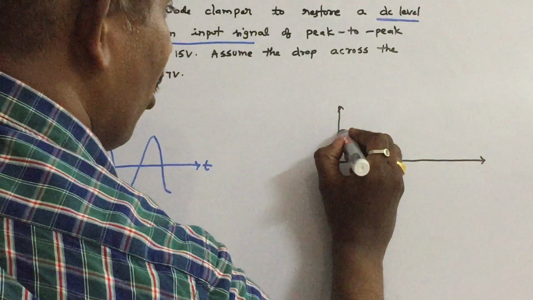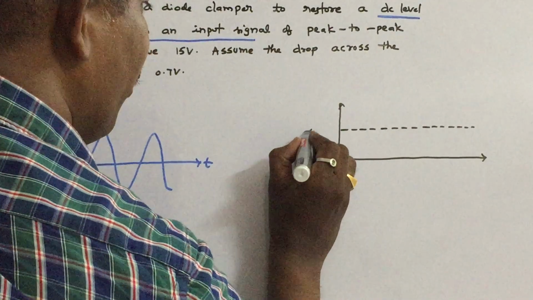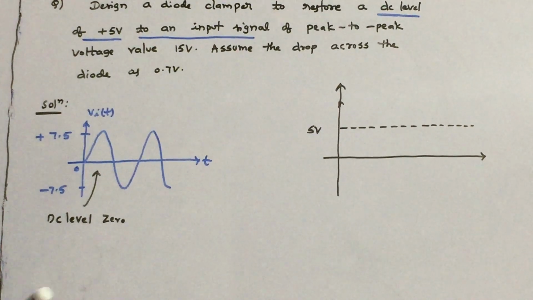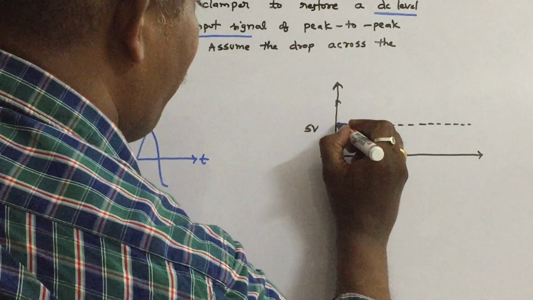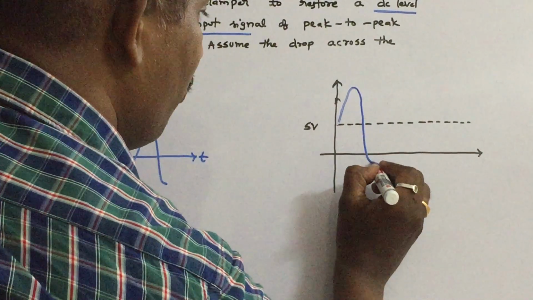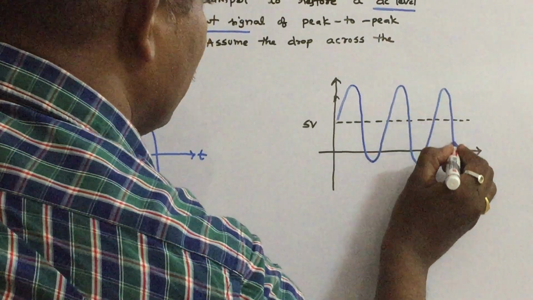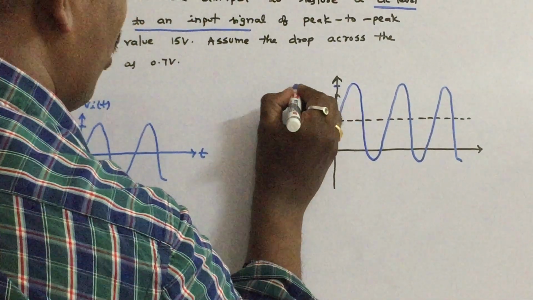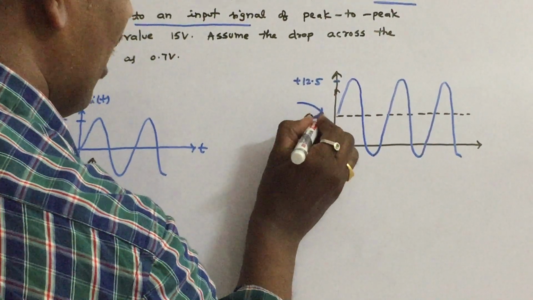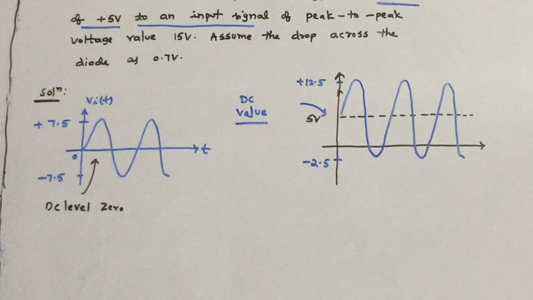For this purpose, let us draw a DC level of 5 volts. This is the DC level you have to maintain for the input waveform. For this DC level, just add plus 7.5 and minus 7.5. If you add plus 7.5, the waveform will go to plus 12.5. And on the negative side, 5 minus 7.5, it will move to minus 2.5. So you have to understand the problem very carefully. This is the plus 12.5, this is the minus 2.5, so this is the DC value given in the problem. First you have to draw a waveform like this.